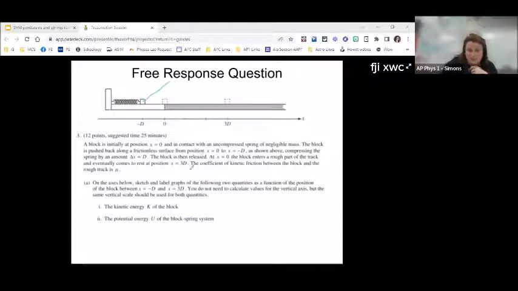Meanwhile, for potential energy, the spring is at a maximum amount of stretch at -d. So we have lots of spring energy there. And that's going to go to 0 when we get to the center. And then after that, the spring's not involved at all. So we don't get any more spring energy.